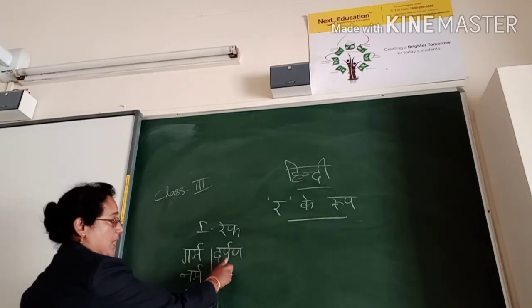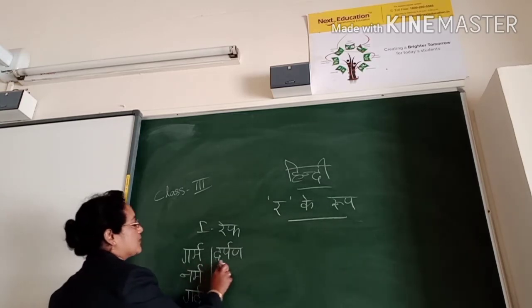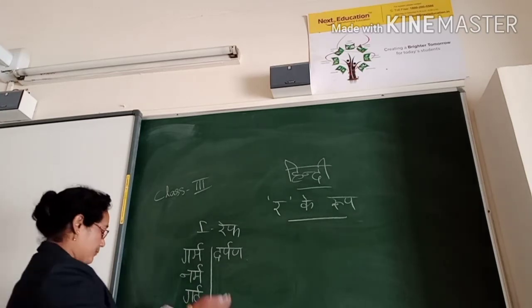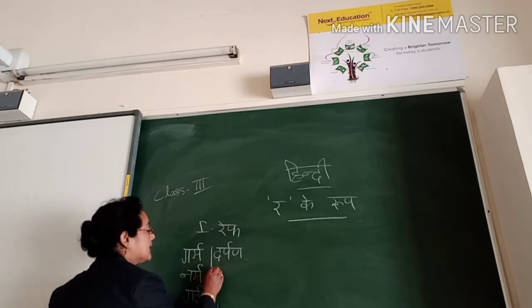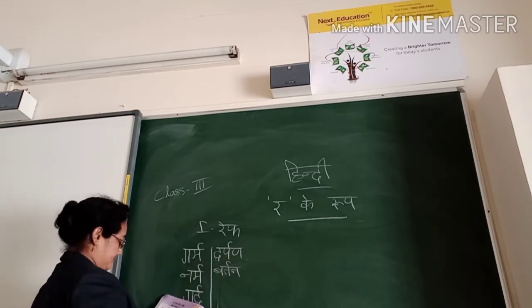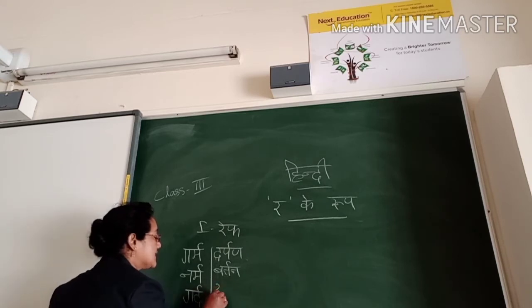Darpan. Just now I wrote it. I gave an example, Udaharan, means example. Sarpo. Bartan. Next we go Sarjani. Urja, Sarjani.